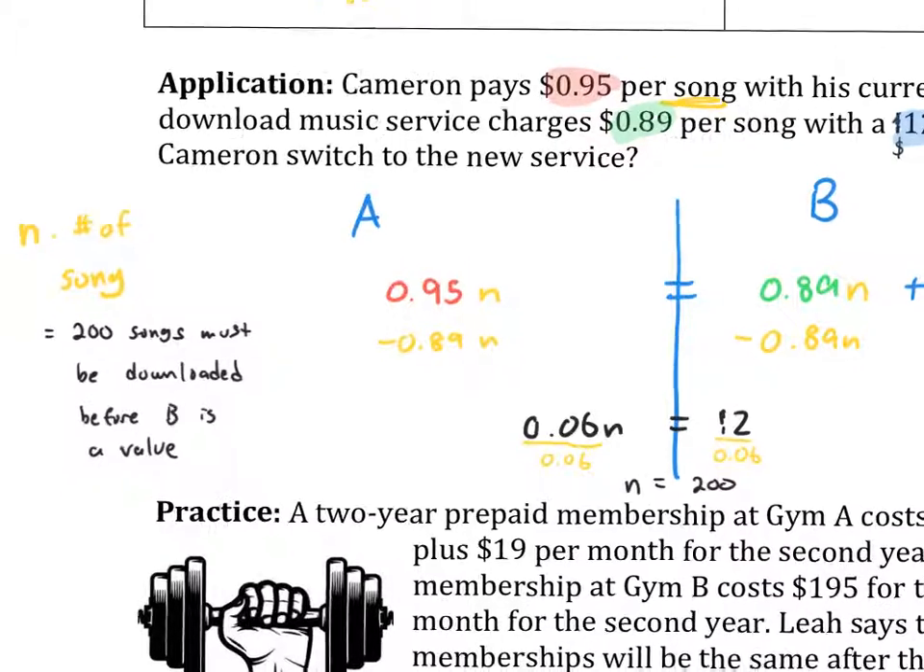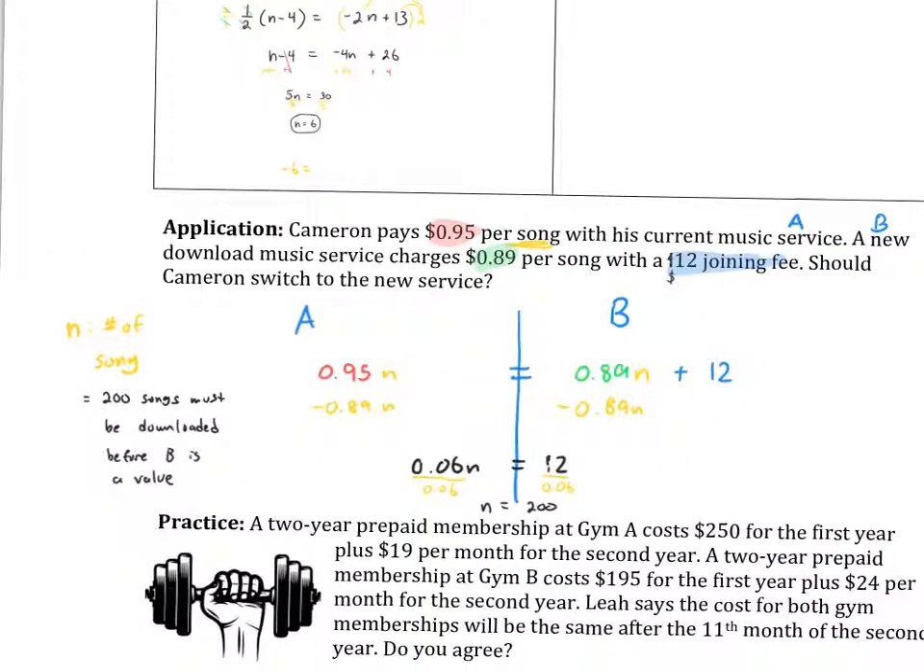If he does, I mean he can, but if he does choose to switch over, do 200 songs, then switch over here, he still has to make up for that $12 fee. So he has to download another 200 songs. So he's got to make that decision now between the two. In other words, if he's going to purchase more than 200 songs, then he's going to switch services now. But if he thinks he's not going to, then he's going to stick here.